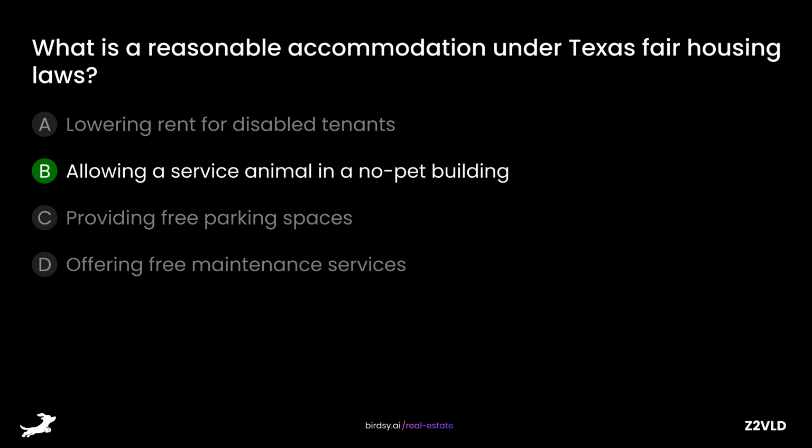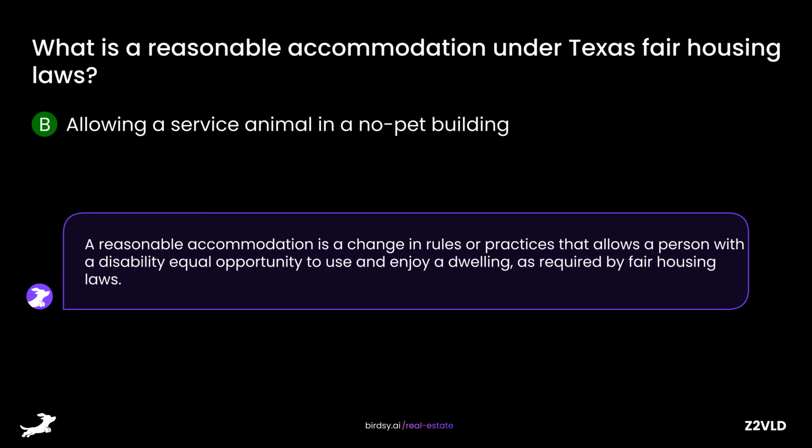The answer is B, allowing a service animal in a no-pet building. A reasonable accommodation is a change in rules or practices that allows a person with a disability equal opportunity to use and enjoy a dwelling as required by fair housing laws.